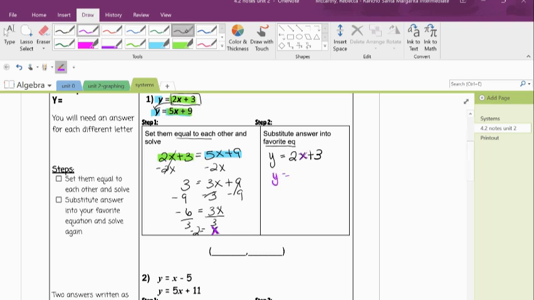y equals 2 times my x answer plus 3. I'm just replacing that x with this x answer, and that's negative 2. And I get y is equal to negative 4 plus 3. Simplify some more. And I get y equals negative 1, and negative 2, negative 1 is my solution.